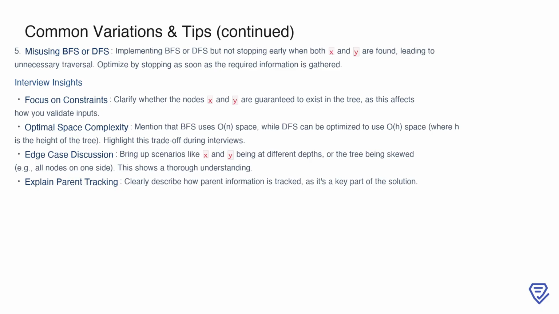Now, from an interview perspective, there are several insights to keep in mind. Always clarify constraints, such as whether the nodes are guaranteed to exist in the tree. This affects how you validate the inputs. Space complexity is another important discussion point. BFS typically uses O(n) space, while DFS can be optimized to O(h), where h is the height of the tree. Be prepared to explain this trade-off.